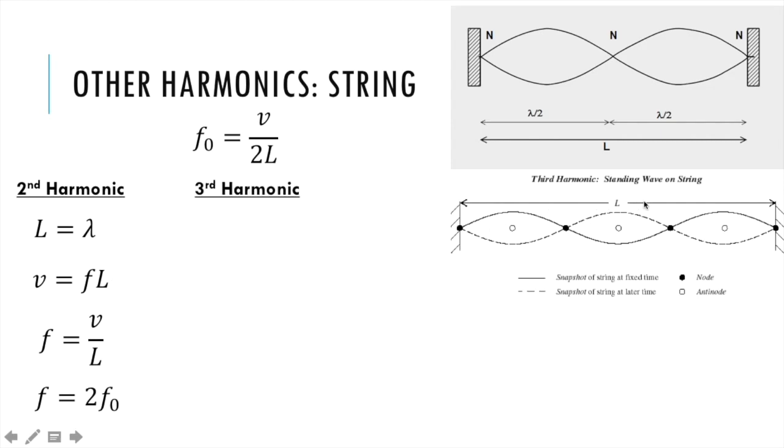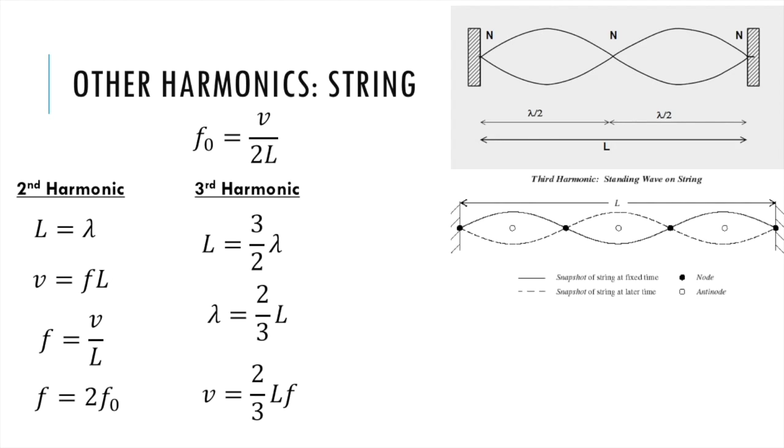Next, we'll look at the third harmonic. We see here we have 1.5 waves that fit in between the ends of the string. Since 1.5 waves fit, we'll say the length is 3/2 of a wavelength. We can solve for the wavelength as 2/3 of L, and we'll use our wave equation that wave speed is frequency times wavelength to get the frequency times the wavelength here. We take this and solve for f, and we find that it's 3V over 2L. And again, we find that this is 3 times our fundamental frequency. So we define it as a third harmonic.